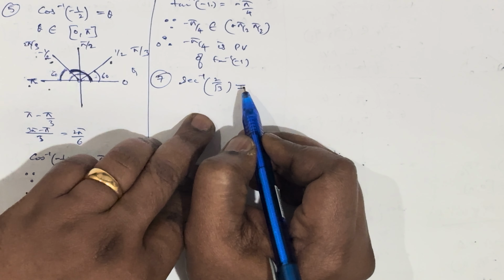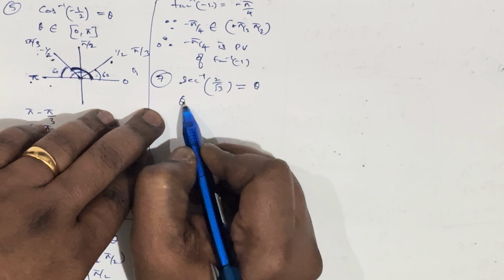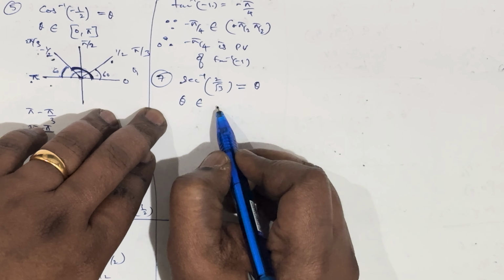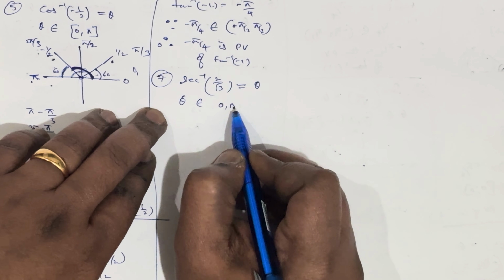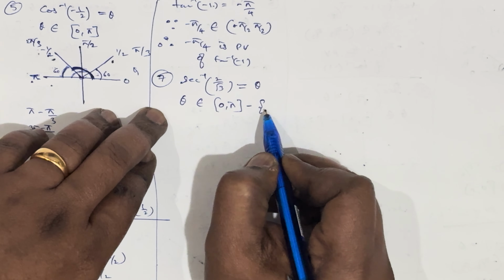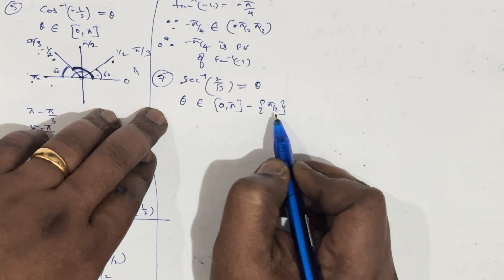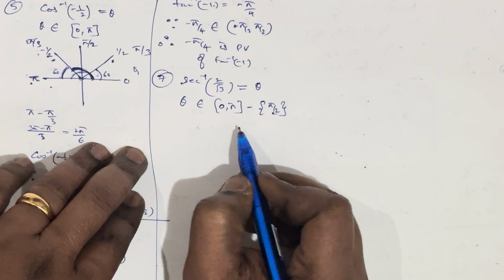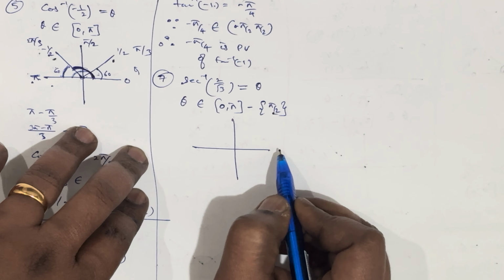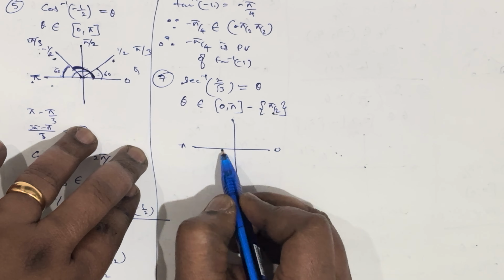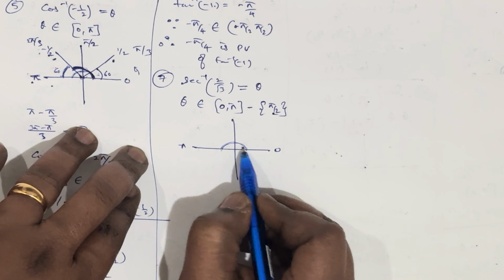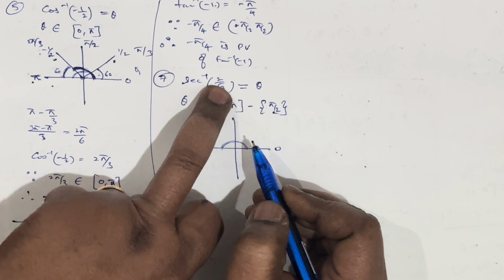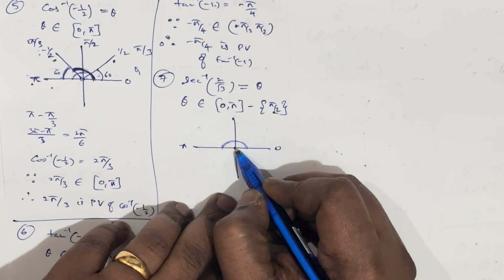So this is also again some angle theta, and that theta must belong to the range. The range of secant inverse is 0 to pi, closed interval, minus pi by 2, because at pi by 2 secant goes to infinity, so we exclude that. Now when we take this again 0 to pi, this is the area where the range of secant exists. You know the secant is positive here and negative here. Now since we have a positive value, it must be here.